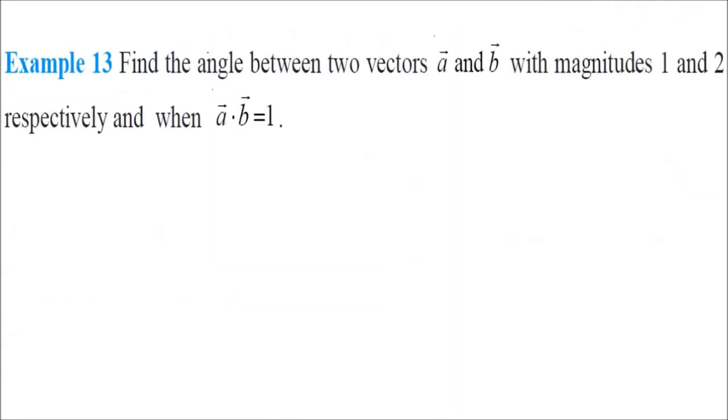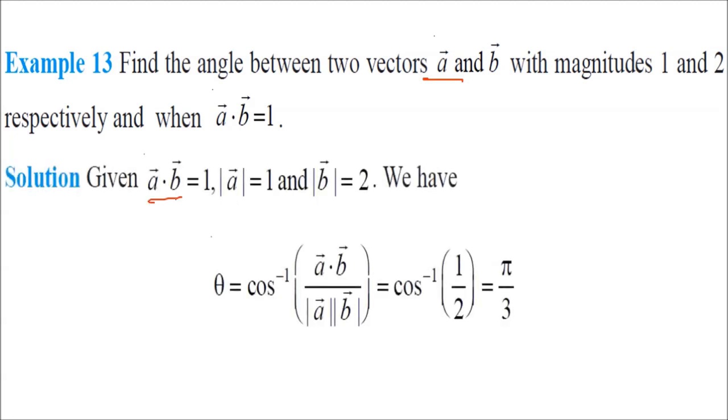Now let us take an example. I just told you that there are certain properties we'll be talking about, so let us see with an example how those properties come in. Find the angle between two vectors A and B with magnitudes 1 and 2 respectively, when A dot B is 1. So A dot B equals 1.